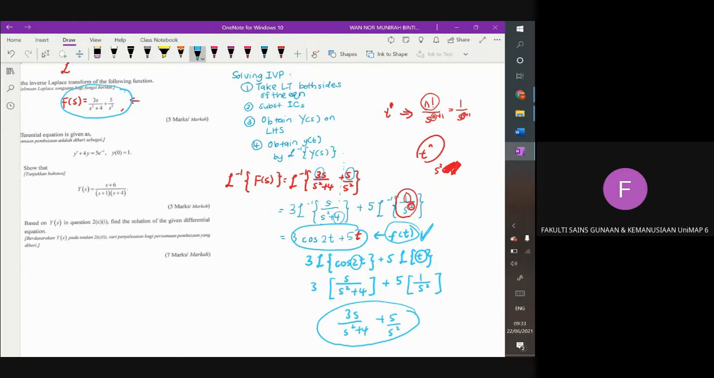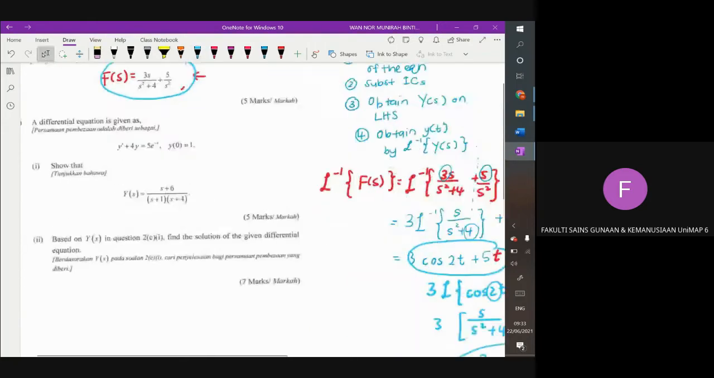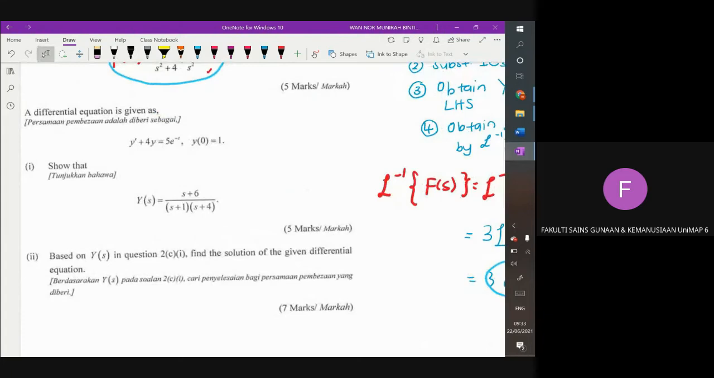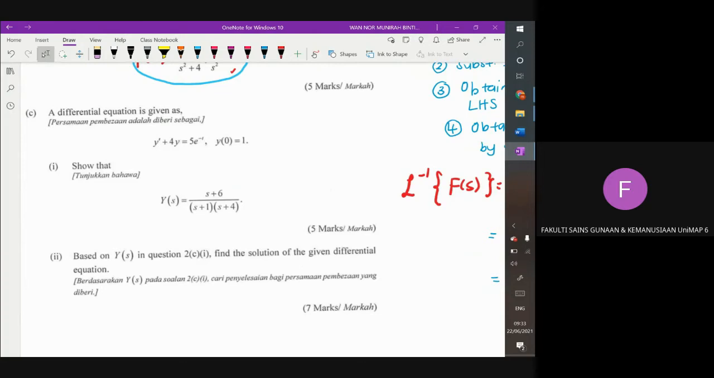All right, so I continue with question C. A differential equation is given by y prime plus 4y equals 5e to the negative t, y equals 1 when t equals 0. This one can also be written as dy/dt plus 4y as a function of t equals 5e to the negative t, y equals 1 when t equals 0. Just the same thing.